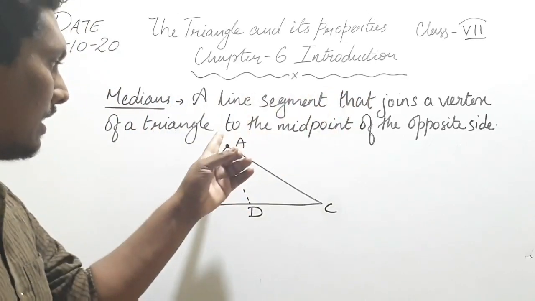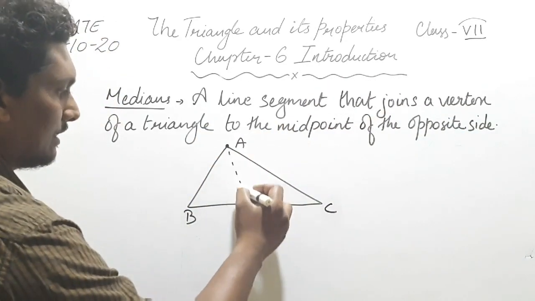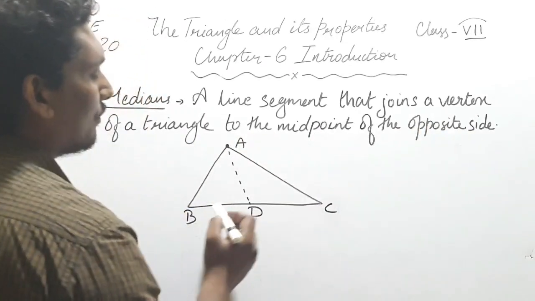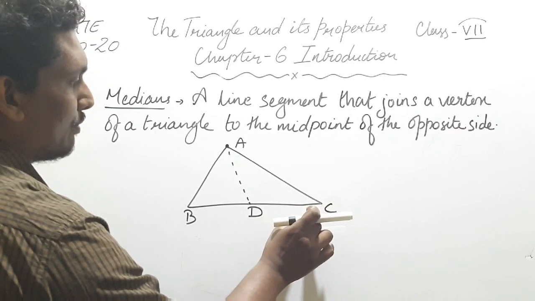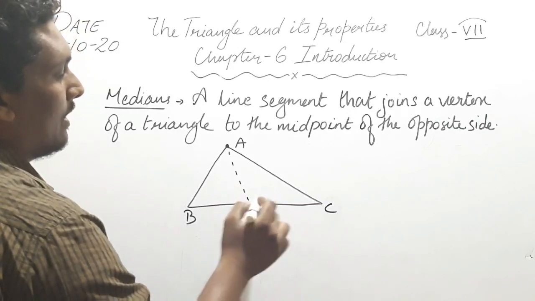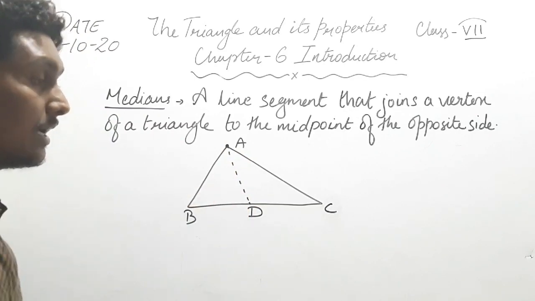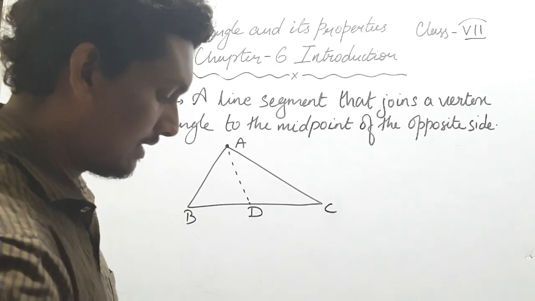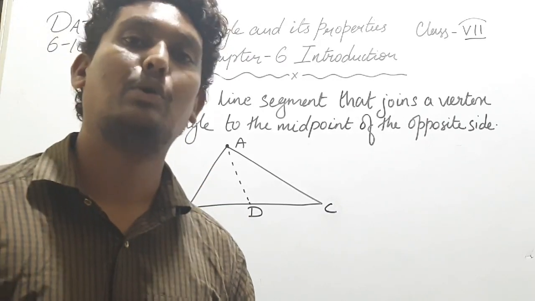A line segment that joins a vertex, like this line segment AD, of a triangle to the midpoint of the opposite side. BC is the opposite side of A, and this is the vertex, from here the line segment joins the midpoint of BC, and D is the midpoint of BC. Okay, so this is the definition of median. Then we are going to talk about altitude.